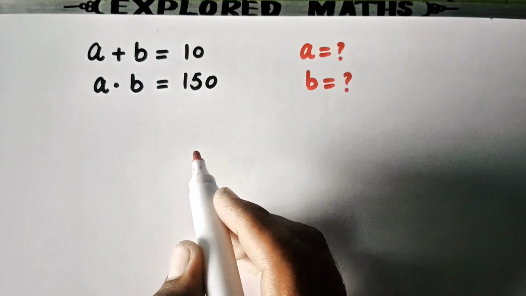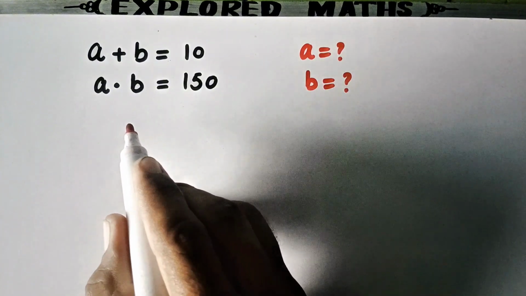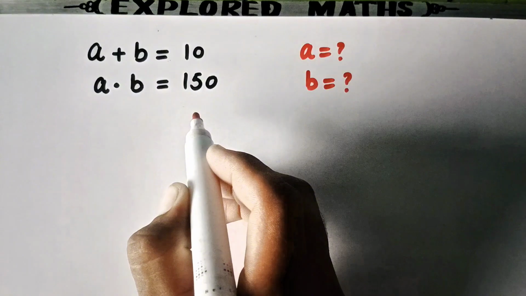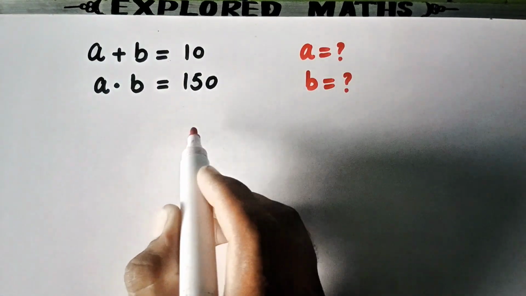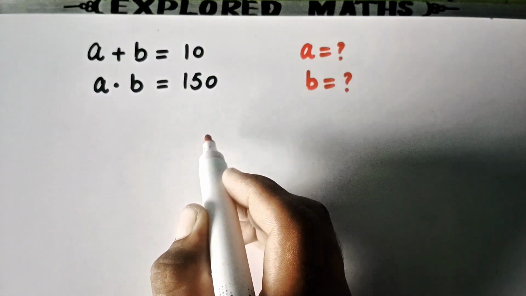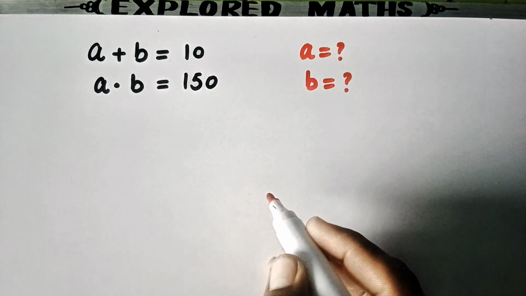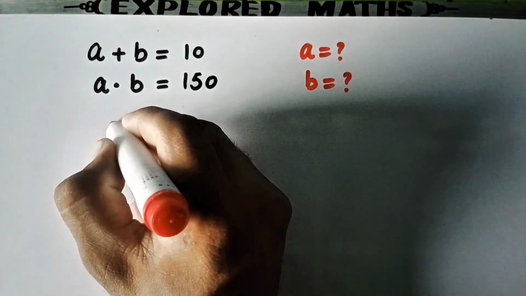In this video, we are going to solve a very nice algebraic problem. We have a plus b equal to 10 and a times b equal to 150. Then we have to find the values of a and b. So let us see its solution.